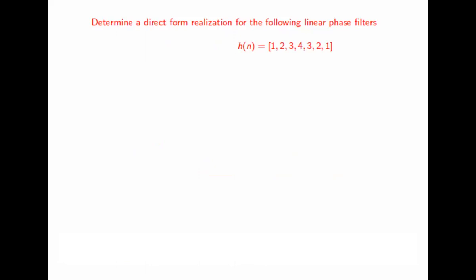Determine a direct form realization for the following linear phase filters. Here, FIR is also called a linear phase filter. You have to remember that, don't get confused. h of n equals 1, 2, 3, 4, 3, 2, 1. So how is it going to be solved?